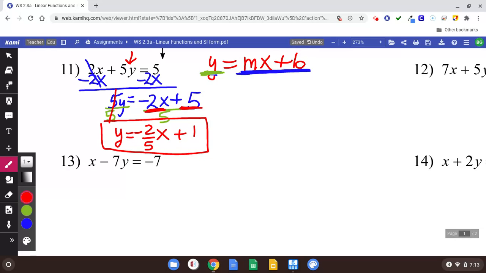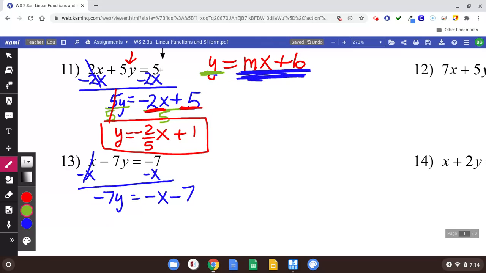Number 13, kind of the same thing. Get your y by itself. So I'm going to subtract this x over. I don't have like terms, but that's okay. I don't need like terms. I want it to look like this, -x minus 7. Make sure you put it in that order because that's the order that we want, mx plus b.